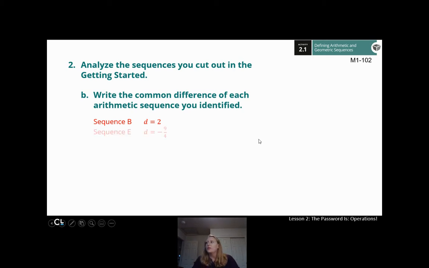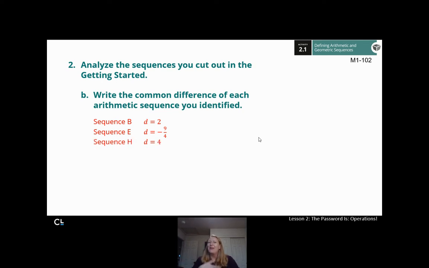For sequence E, it was a rougher one. Remember, we had a hard time with that one. I was subtracting 9/4 every time. It was such a weird one. And so I said D equals -9/4.